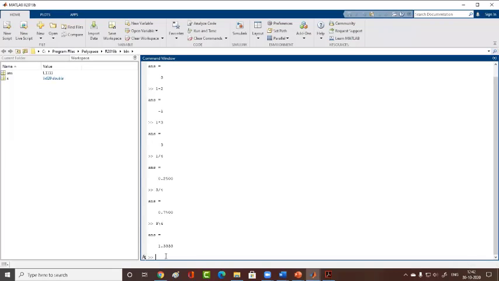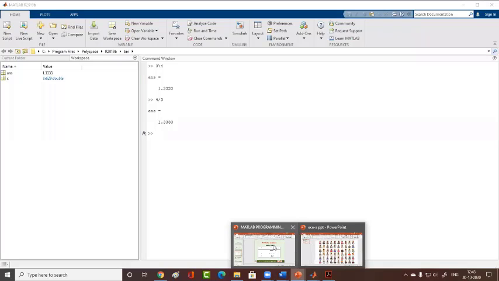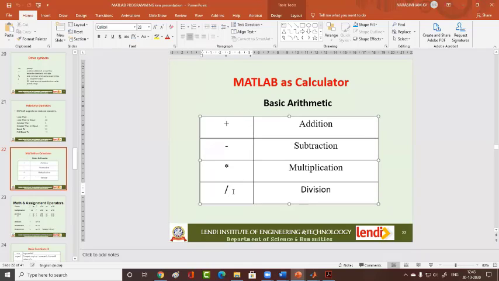4 by 3 is nothing but, I will CLC, 3 backslash 4. This is also applicable. This is nothing but 4 by 3. So usual division is this one, and we have another one, backslash 4. So we have two types of divisions, left division and right division.